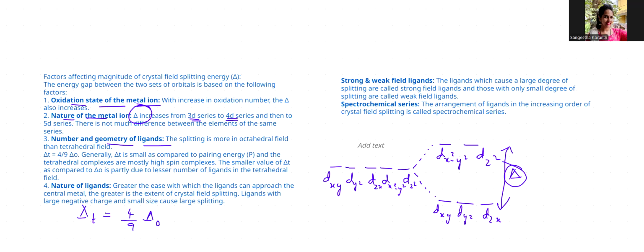Okay. Next is about the nature of ligands. There are certain ligands which will bring about a greater extent of splitting of the d orbitals, whereas there are certain ligands which will only cause a lower extent of splitting of the d orbitals. So let us talk more about this particular point, the nature of ligands. There are what we call strong and weak field ligands.